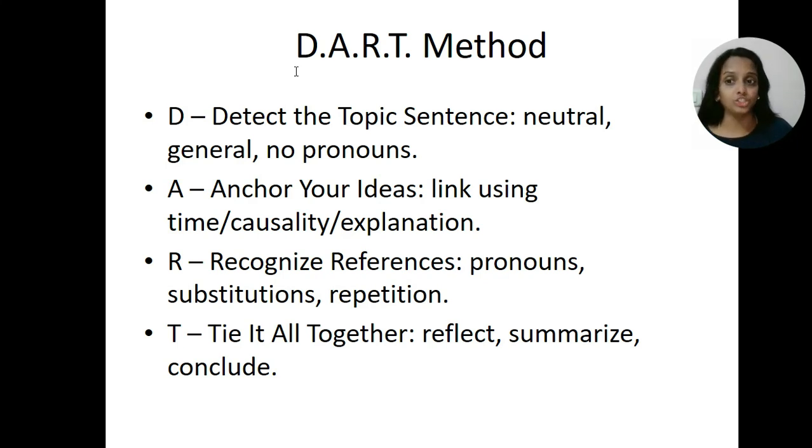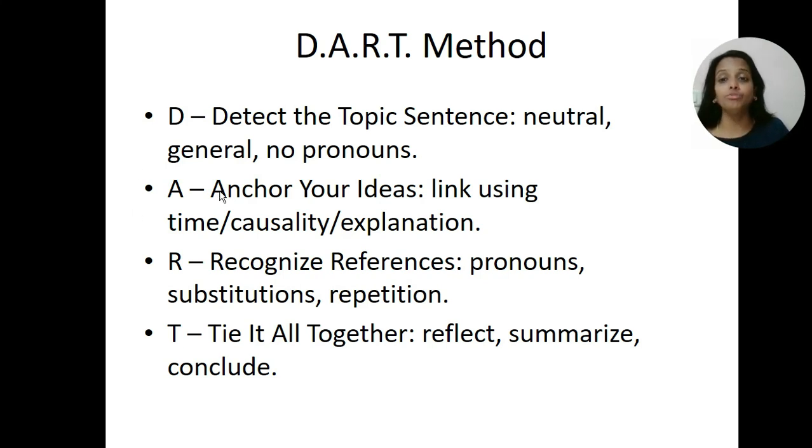So please pay attention. D stands for detect the topic sentence. Always remember that. Detect the topic sentence. Imagine you're the one writing the paragraph. What would you say first to set the stage? The topic sentence will sound neutral and general, not rely on any previous information, and avoid pronouns like this, these, or he, she, they, right?